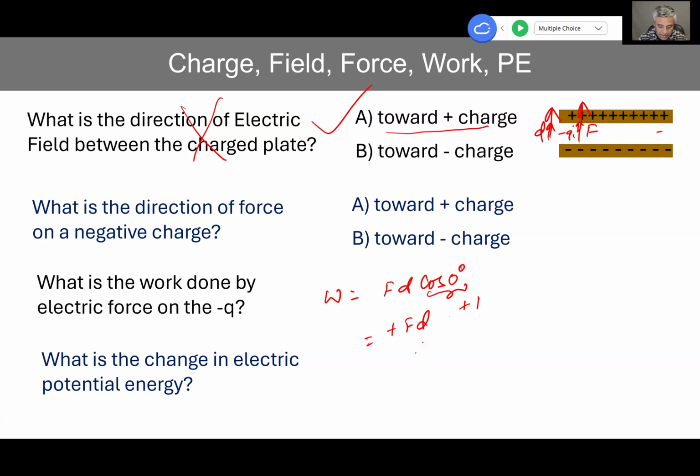Okay. What is the change in electric potential energy? We just found the work done. And for this, we have learned that change in electric potential energy is equal to the negative of the work done by the field. So in this case, it's going to be negative W, W being positive, it is now negative F times D. So this is the relationship between change in potential energy and work done.